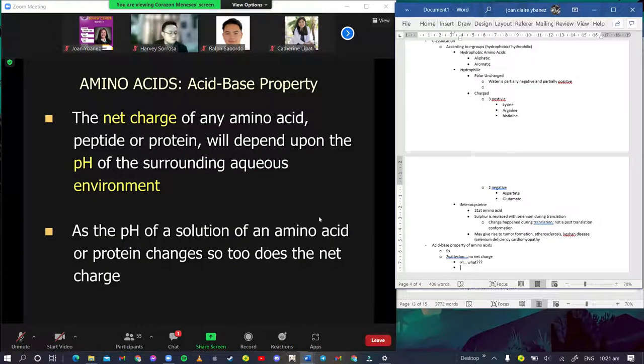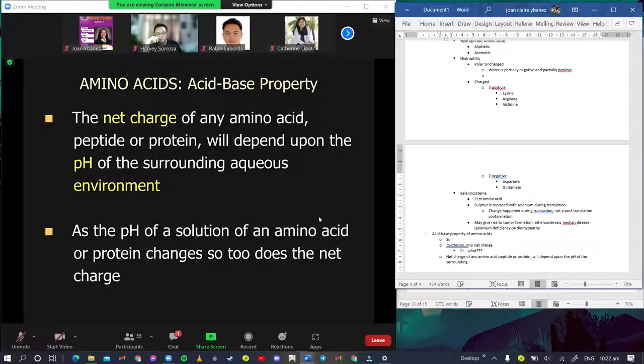So the net charge of any amino acid, peptide, or protein will depend upon the pH of the surrounding aqueous environment. But if you look at the amino acid, the positive and the negative ends will become zero, right? The alpha amino group and the alpha carboxylate group will become zero. And the peptide and the protein will start with the N terminus and end with the carboxyl terminus, so they will also cancel each other out.